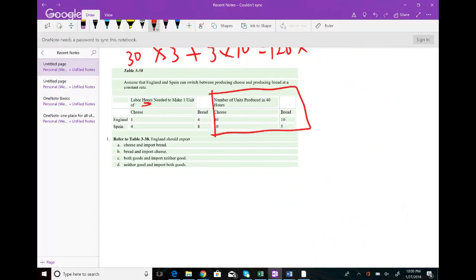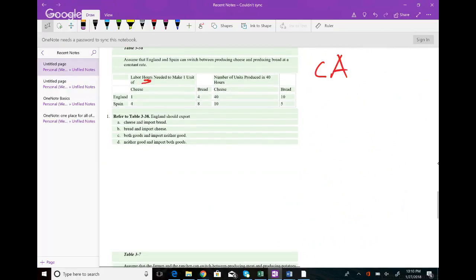And I guess this is a good thing to remember. If you ever see questions like this on your test, where you have a table on the left and a table on the right, more than likely you'll be only using the table on the right. Okay, and especially in this case. So in this case, we're asking what England should export. Now, to see what England should export, we're looking for England's comparative advantage. So for comparative advantage, we are doing the four prices.